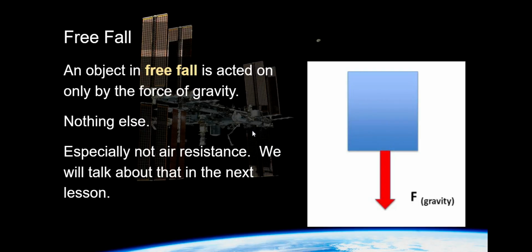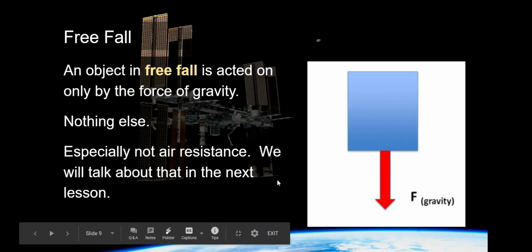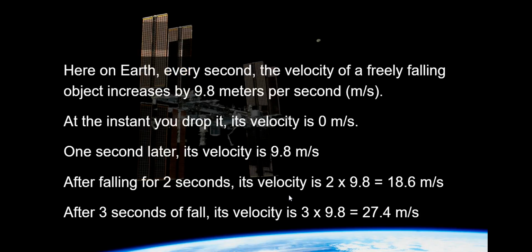Now, real objects often have to deal with air resistance. But when we talk about free fall, we are not talking about air resistance. We're kind of pretending it doesn't exist to simplify the problem. So an object in free fall is acted on only by the force of gravity, nothing else, and especially not air resistance. We will talk about air resistance in the next lesson.